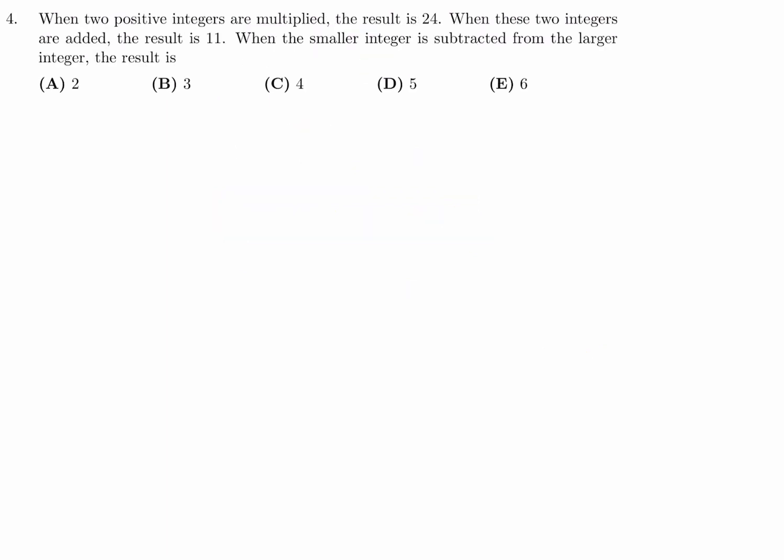When two positive integers are multiplied, the result is 24. When these two integers are added, the result is 11. When the smaller integer is subtracted from the larger integer, the result is... We have two integers. When they're multiplied, it's 24. When they're added, it's 11. So you just do this by inspection. What two numbers multiplied together equal 24? And those same two numbers added together equal 11.